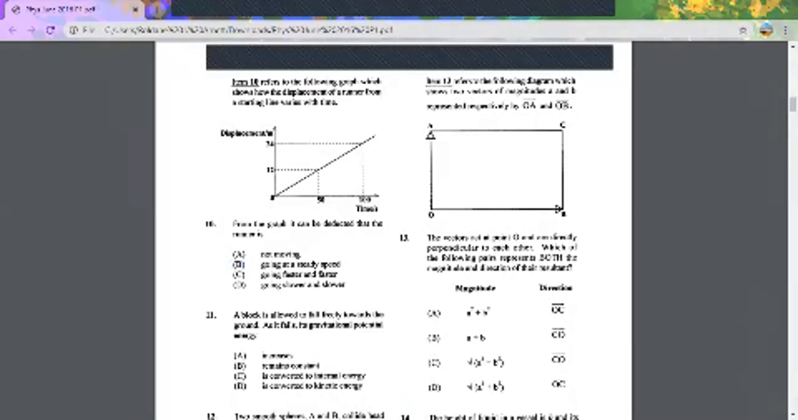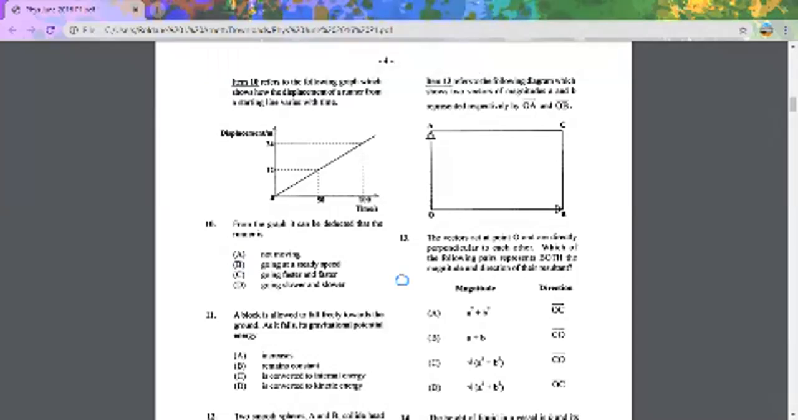Number 11, a block is allowed to fall freely towards the ground. As it falls, its gravitational potential energy, we know this. At maximum height, potential energy is maximum. But as an object begins to fall, its potential energy begins to decrease, but its kinetic energy starts to increase. So the answer would be decrease, and the answer is D.